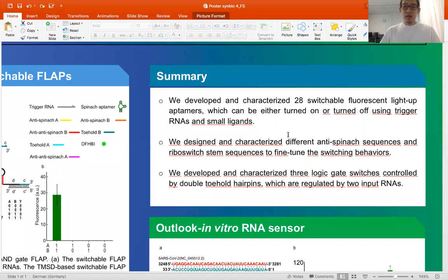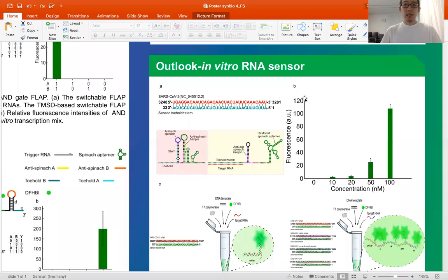In summary, we developed and characterized 28 switchable fluorescent light-up aptamers, which can be either turned on or turned off using trigger RNAs or small ligands. We designed and characterized different anti-spinach sequences and riboswitch stem sequences to fine-tune the switching behaviors. And we also developed and characterized 3 logic gate RNAs controlled by double toehold hairpins, which are regulated by 2 RNAs. Lastly, our toehold-based spinach activator has great potential to be applied to in vitro RNA detection, especially fast corona tests.